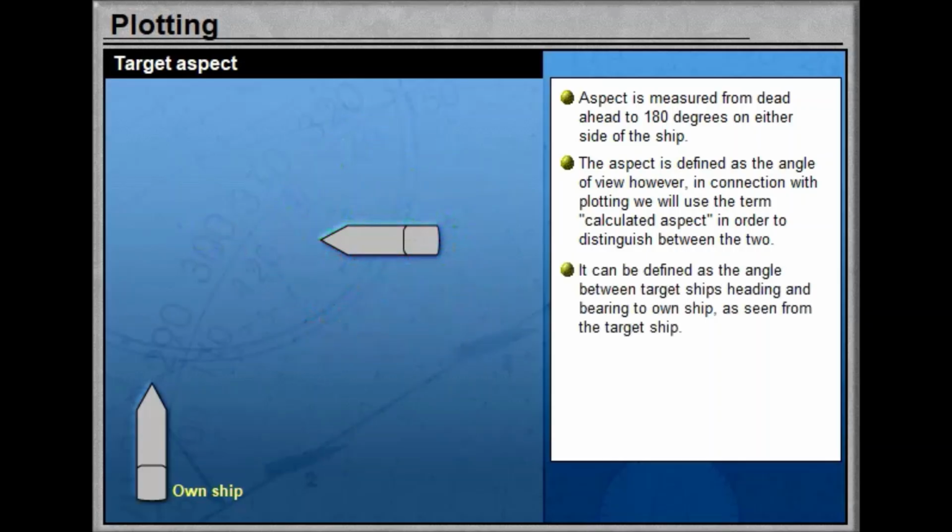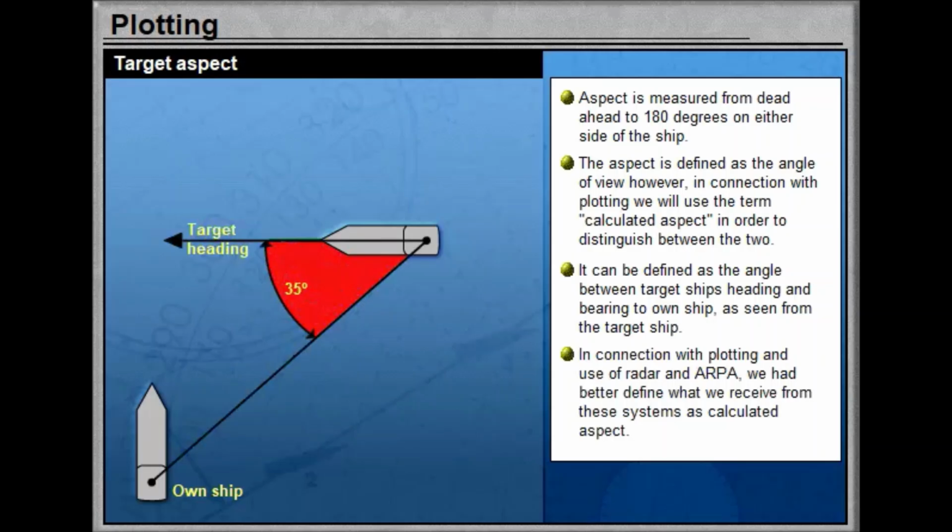It can be defined as the angle between target ship's heading and bearing to own ship, as seen from the target ship. In connection with plotting and use of radar and ARPA, we had better define what we receive from these systems as calculated aspect.